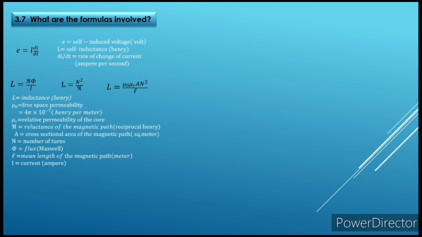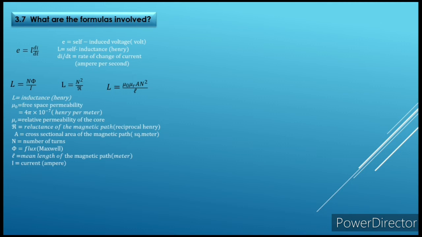Free space permeability is 4 pi times 10 raised to negative 7 Henry per meter. And for the relative permeability of the core, reluctance of the magnetic path is in reciprocal Henry. A is the cross-sectional area of the magnetic path, and the unit is square meter. N is the number of turns, flux is in Maxwell. L is the mean length of the magnetic path, and I is current, unit is in ampere.